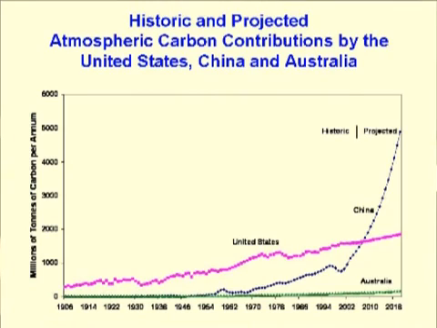This graph shows emissions of carbon to the atmosphere by the United States, China and Australia, with historic data from 1906 to 2005 and a projection to 2020. Chinese emissions will overtake US emissions in 2008.